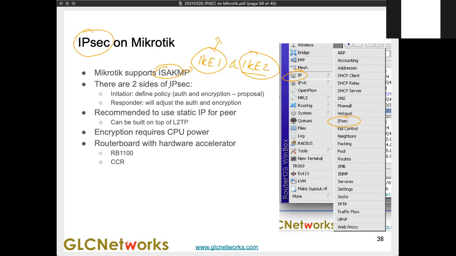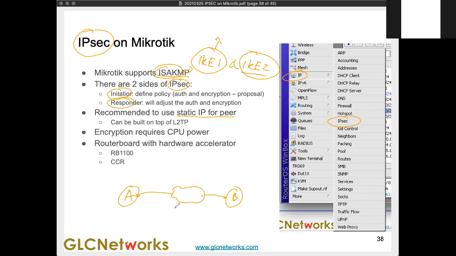So when you have IPsec with ISAKMP, you have two sides. First is the initiator and then the responder. The initiator defines the policy, and it is recommended to have a static IP for the peer, because as I said, you have two routers A and B. We talk about the site-to-site VPN. If the IP address here keeps changing, you will have a problem with the IPsec.